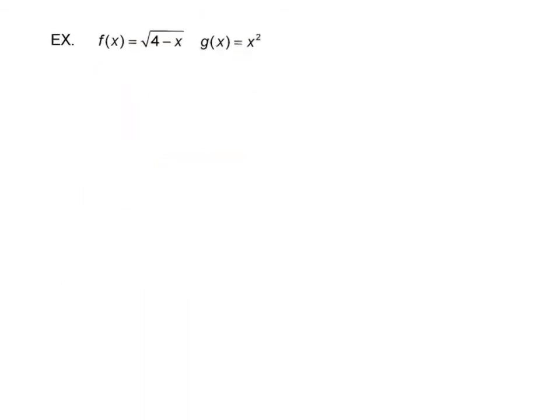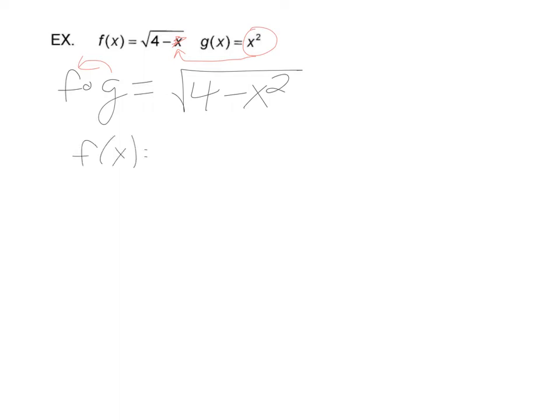Here's another one, same instructions. We want to find f of g and g of f, so f of g first. The one on the right plugs into the one on the left. So the x squared replaces the x in the f function. Then we have the square root of 4 minus, and where the x used to be, we put an x squared. Back to our original.